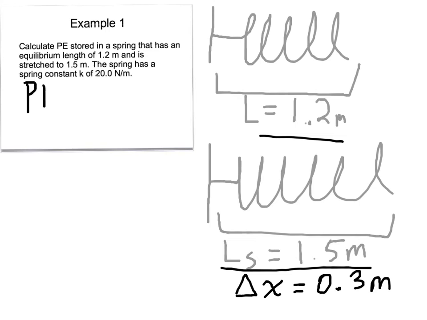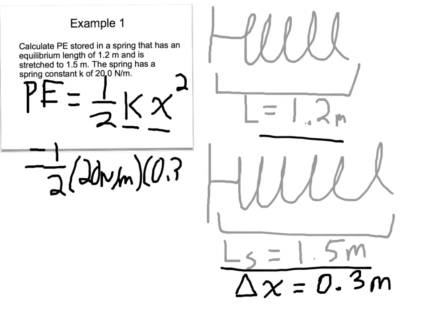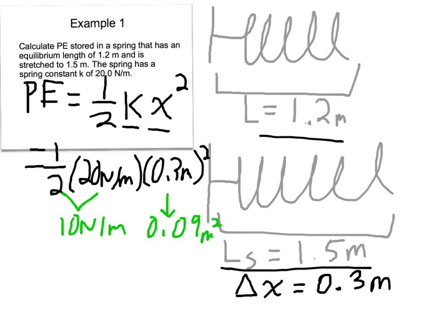Potential energy from a spring is given by 1/2 kx squared. And I've got everything I need. The spring constant is 20 newtons per meter. It says that in the problem. We just found the displacement, 0.3 meters. So 1/2 times 20 newtons per meter times 0.3 meters squared. Half of 20 is 10 newtons per meter. So this right here gives me 10 newtons per meter. 0.3 squared is 0.09 meters squared. Multiply those two things together, and I get potential energy is 0.9 joules.